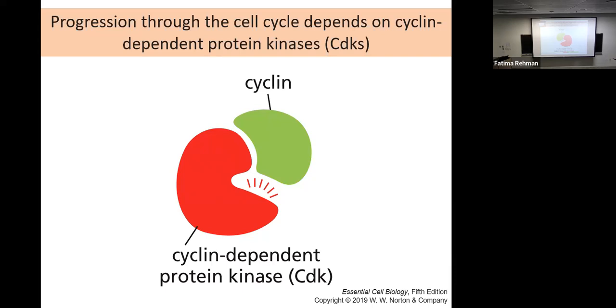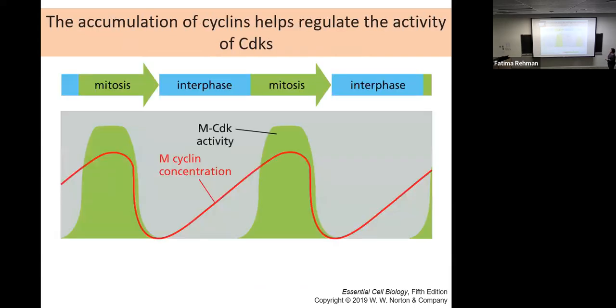So the cyclin-dependent protein kinases are activated by these cyclins. The cyclins are called cyclins because they cycle with the cell cycle. Certain cyclins are only present in certain phases. Okay? So here is an example.